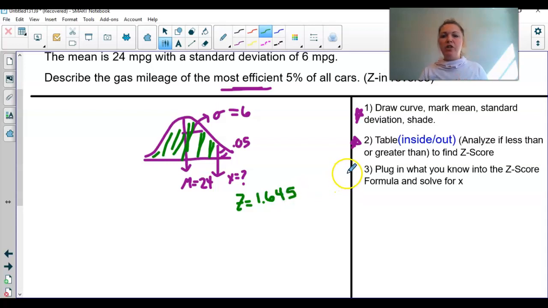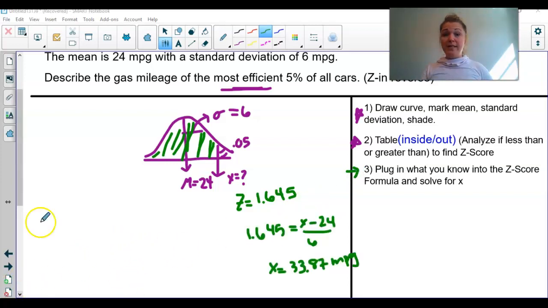Okay, now what I want you to do is try step 3 on your own and see if it matches up with mine. I plugged in what I knew, ZOMS. My z-score is equal to 1.645. For the observation, I don't know that, that's x minus the mean divided by the standard deviation. I multiplied both sides by 6 and then added 24. All I expect for work is this right here, when I talk about showing your algebraic work. All right, let's move on.